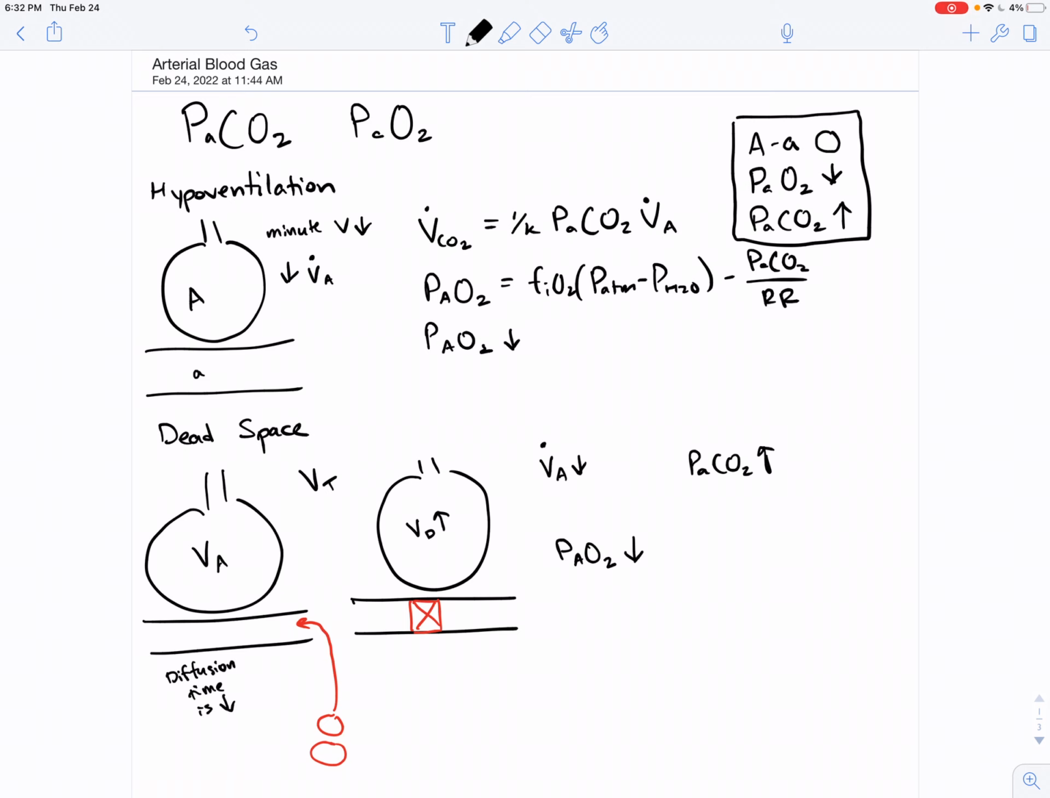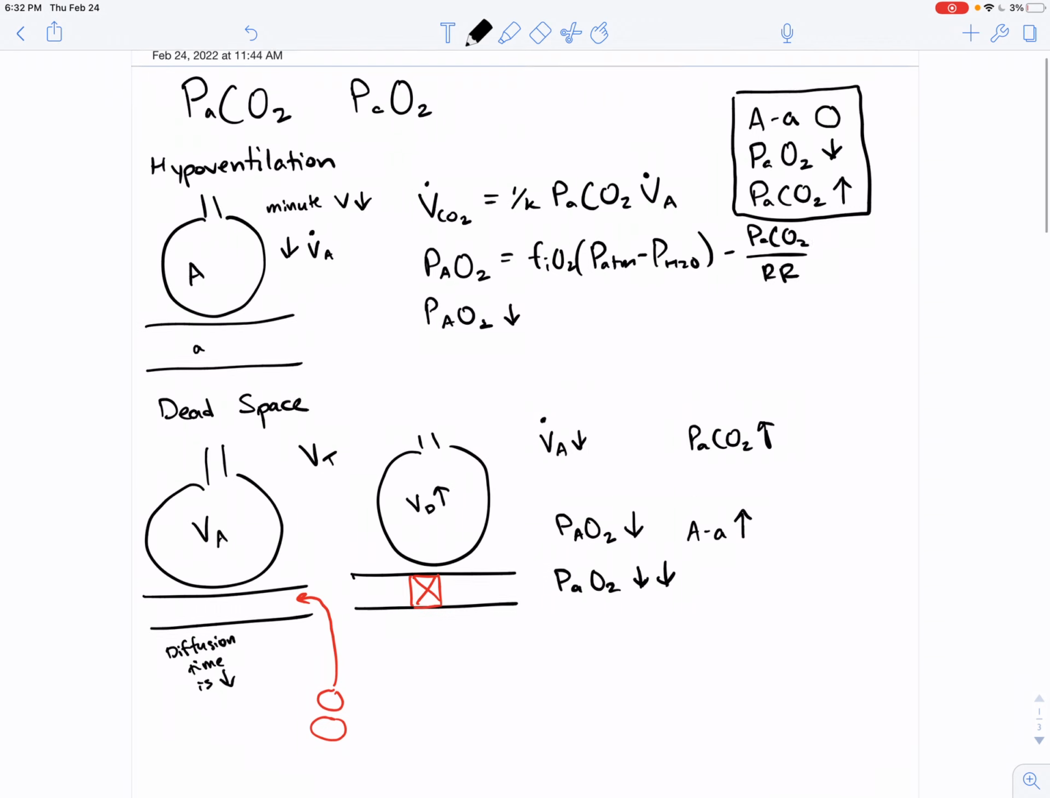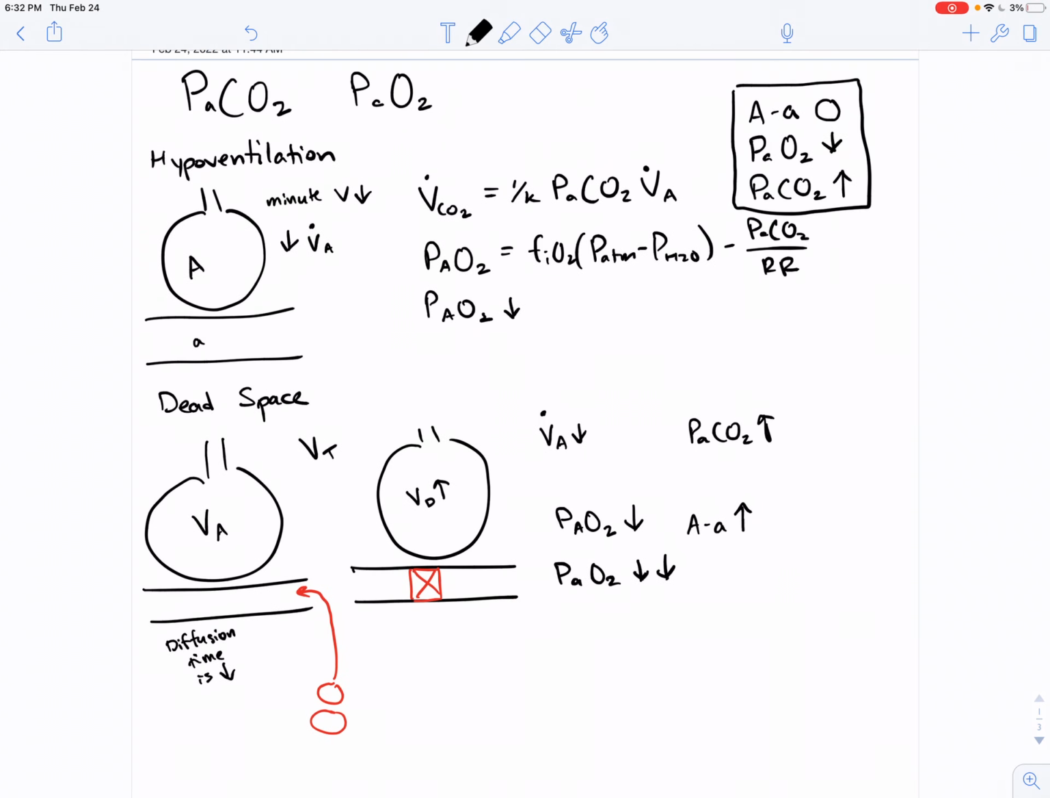So not only do we have a lower P big AO2, a lower alveolar oxygen concentration, we also have an elevated, I'm just going to write, our AA gradient has gone up. So if our AA gradient has gone up, that means our P little AO2 is going down significantly. Sorry, let me just clean that up a little. P little AO2 going down significantly. And so the overall effect is to have PaCO2 go up, PaO2 go down, and P little AO2 go even further down. And so that's the effect of dead spacing.